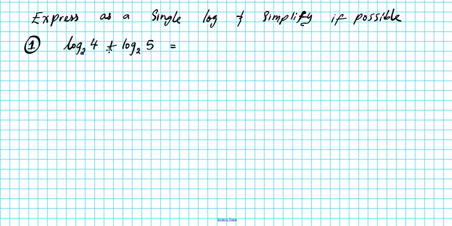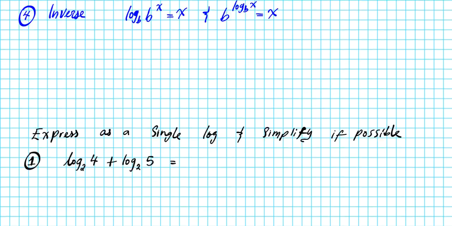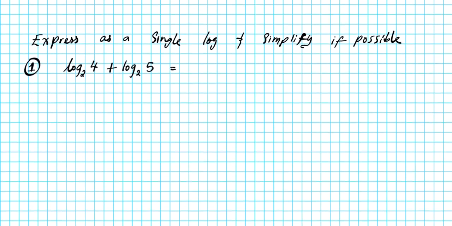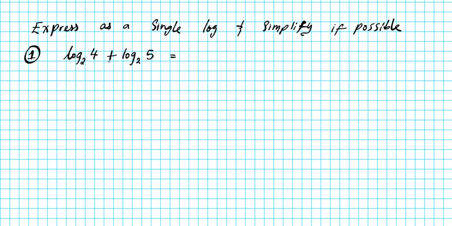Now, if you want to combine, you have to first of all ensure that the bases are identical. If you go back to the properties that we had earlier, you notice that all the bases were identical when we're using the product and quotient properties of logarithms. So we have to keep that in mind. Now remember, adding logs is equivalent to multiplying the numbers. So this becomes log base 2 of 4 multiplied by 5. And what is 4 times 5? 4 times 5 is 20.